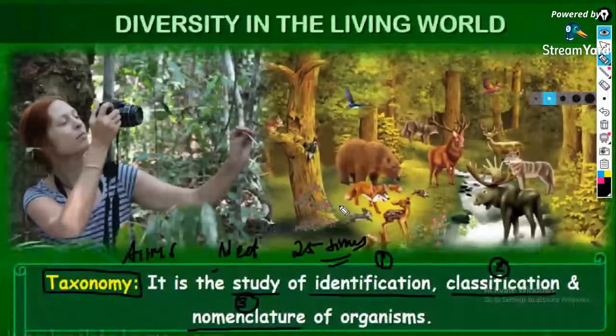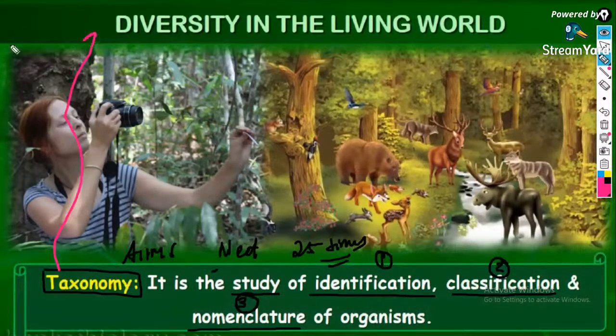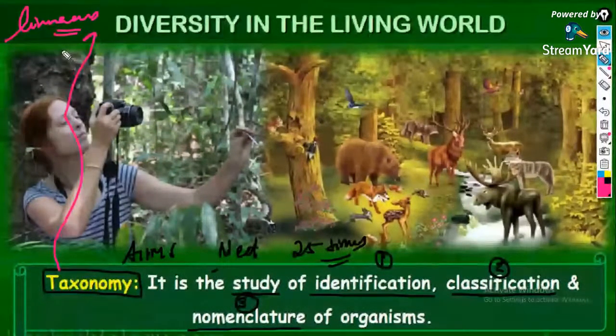Tell me, the father of nomenclature. How many of you knew the father of nomenclature? Anybody? Yes, tell me. Carl Linnaeus. Good. Carl Linnaeus can be considered as the father of nomenclature, or he itself is considered as the father of taxonomy. Carl Linnaeus is considered as the father of taxonomy also.